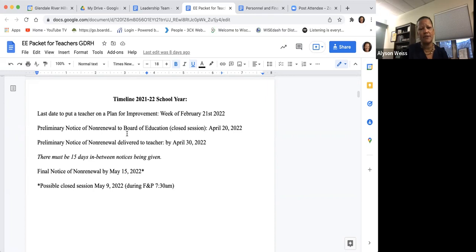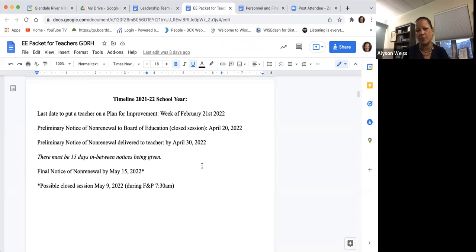If there were any staff that we were looking at for non-renewal, we would bring them to the board, the preliminary notice, by April 20th, which would then mean that it's delivered to the teachers no later than April 30th, to give that 15 days between the preliminary notice and potential final notice. So there's some wiggle room. We could always do some of those steps earlier, but we just wanted to have the drop-dead dates on there for principals and for the board.